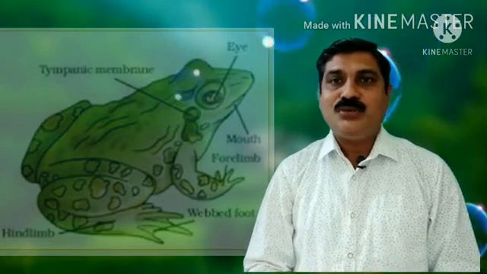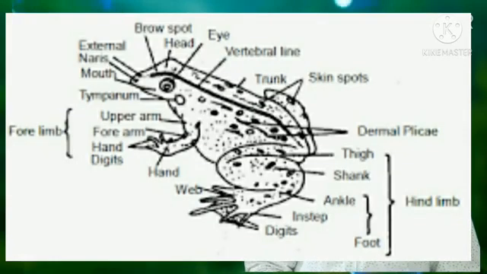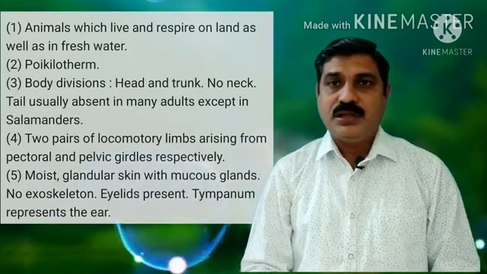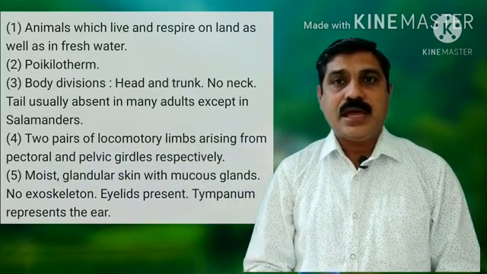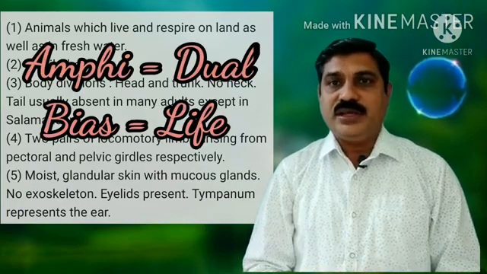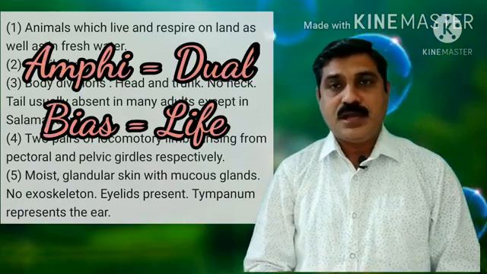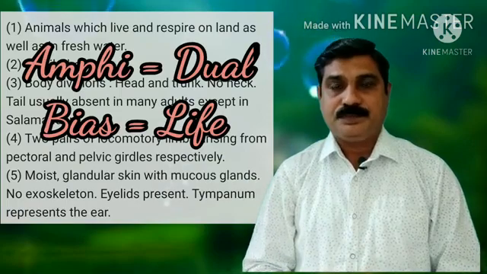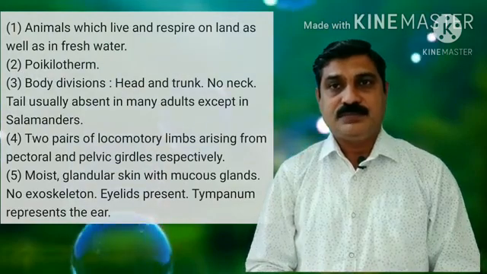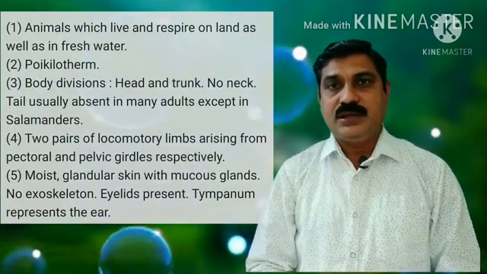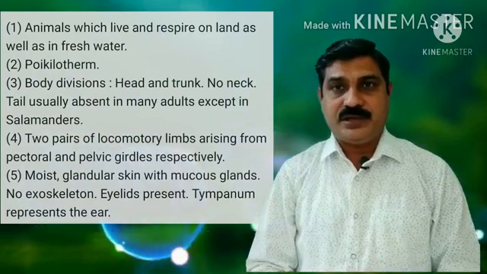Today we have to learn about the characteristic features of the class Amphibia. Let's start with class Amphibia. First of all, the meaning of Amphibia. In this word, amphi means both, and bios means life. It means amphibians can live two types of life in two different habitats.